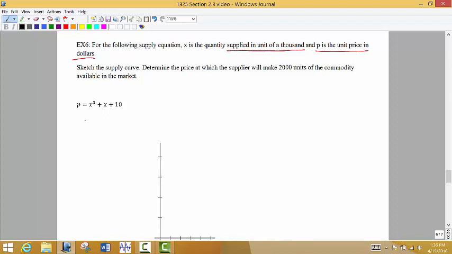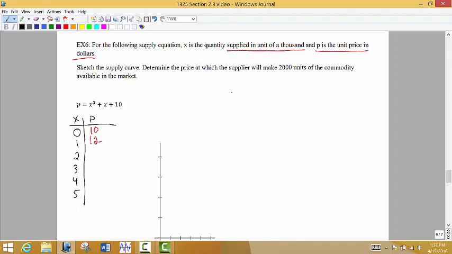All right, so we're going to sketch our curve. We're going to start with 0, and then go up from there. If x is equal to 0, then what is p? That's a pretty easy value to find. 0 cubed is 0, plus 0, we get 10. 1 is also pretty easy. 1 cubed is 1, plus 1, so that gives me 12.